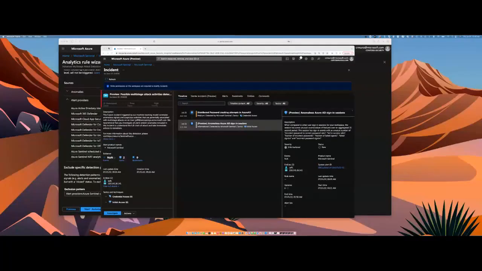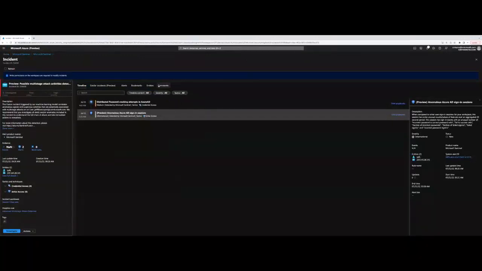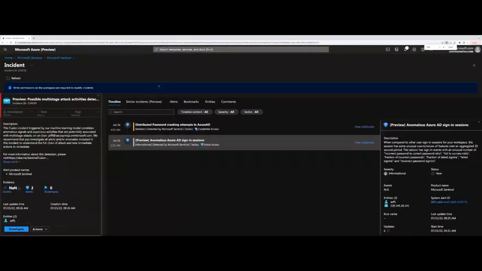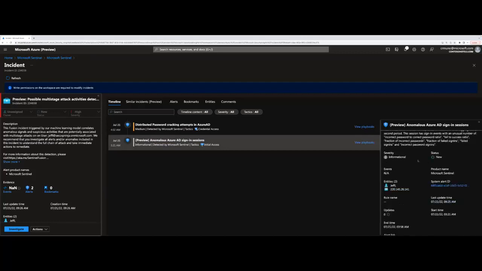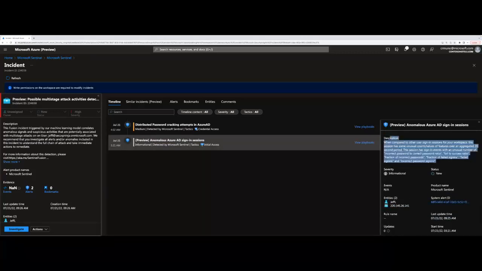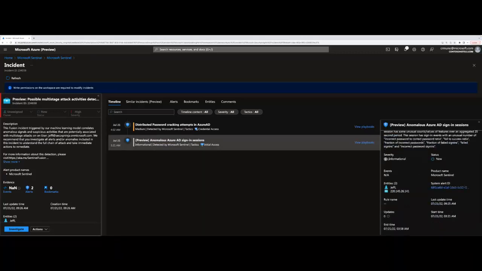As you can see here, I have a brand new Sentinel incident, and this is a possible multi-stage attack activities detected by Microsoft Sentinel or by Fusion. We can see that we have a medium scheduled analytic rule, and then we have an anomalous Azure AD sign-in session, right? I can go ahead and click on the anomalous Azure AD sign-in session just to better understand exactly what the description is, what the anomaly is that we're looking at, what the severity is, and what the different entities are that are part of this anomaly.